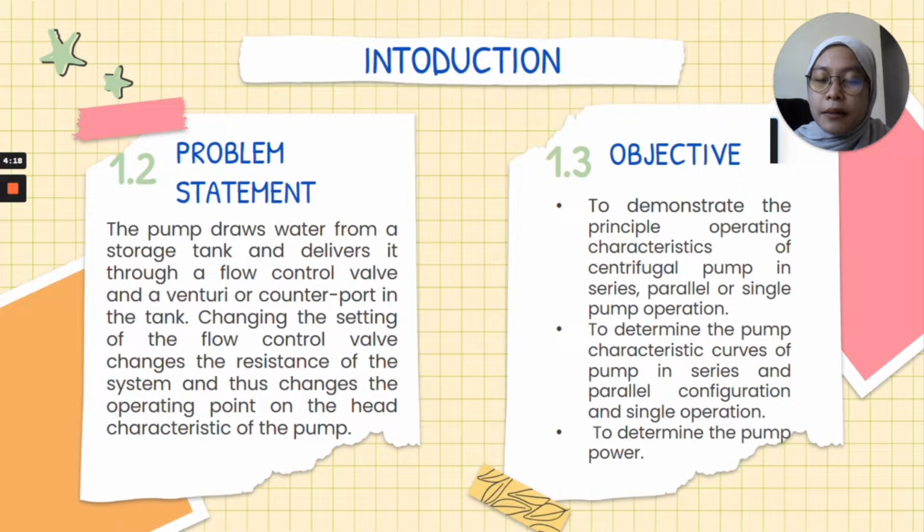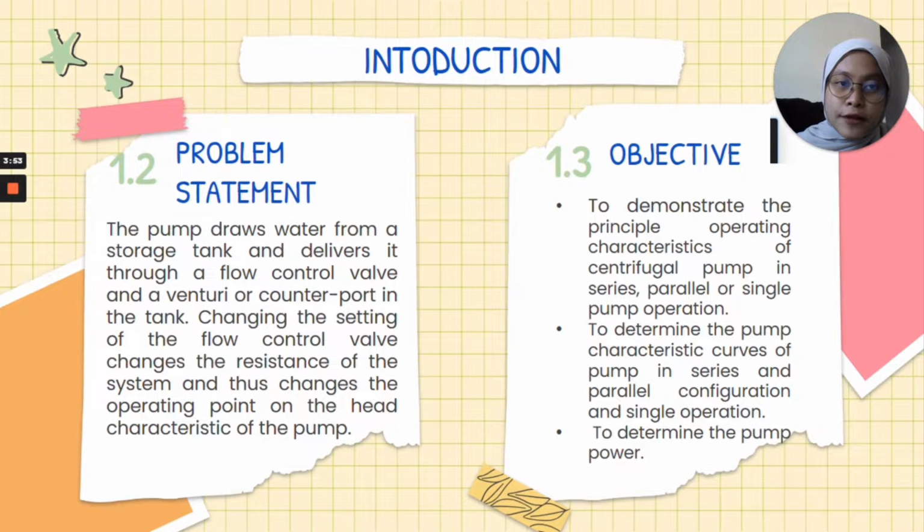So the problem statement of this lab is the pump draws water from a storage tank and delivers it through a flow control valve and a venturi or counterpart in the tank. Changing the setting of the flow control valve changes the resistance of the system and thus changes the operating point on the head characteristics of the pump.